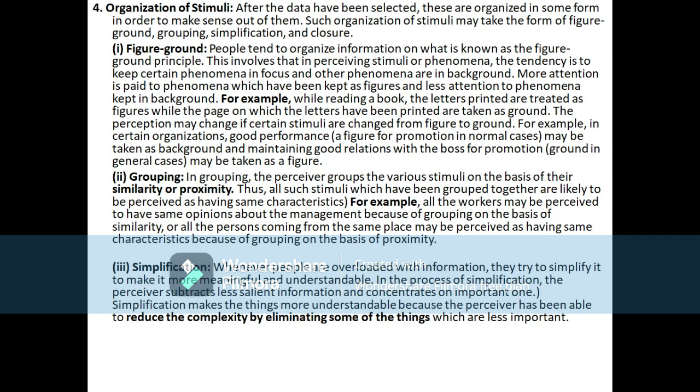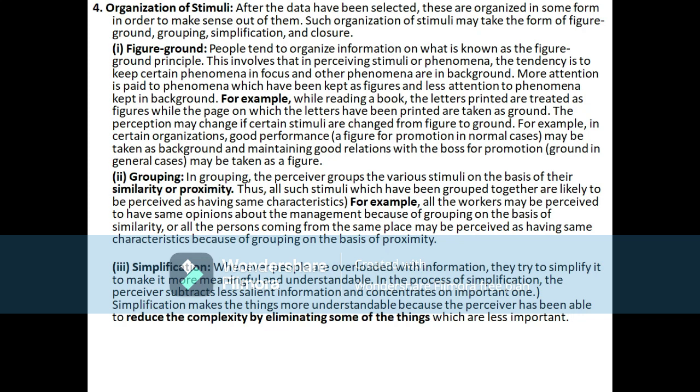So after the data have been selected, these are organized in some form in order to make sense out of them. Such organization of stimuli may take the form of four ways. While organizing the stimuli, we follow these four forms. First one is figure ground. What does figure ground mean?